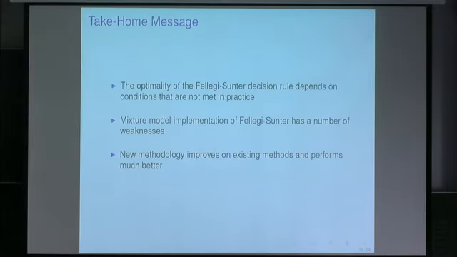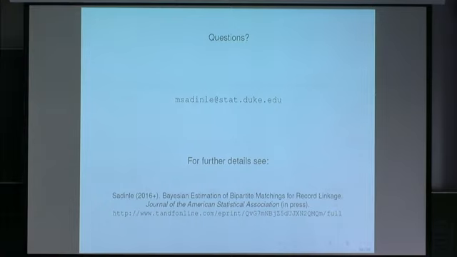So now, what is the take-home message? If you're going to remember 3 things of this talk, I want them to be the following 3 things. First, the optimality of the Felix-Hunter decision rule is not really met, you don't meet the requirements in practice, at least in the practice of record linkage. Second, the mixture model can fail really badly, especially if you have a small overlap of the files. And third, this new methodology seems to be promising and performs much better. So at least keep those 3 things in mind. So that's all. Here's the reference for the paper if you are interested. Thank you.